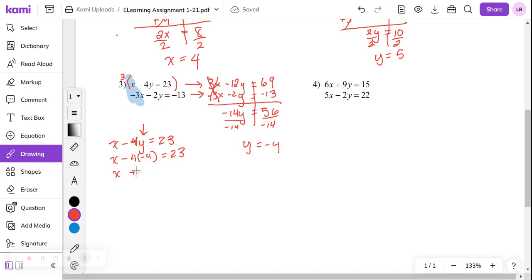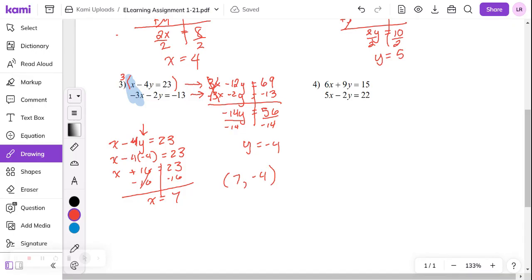Negative 4 times negative 4 is positive 16. And I'll subtract 16 on both sides. And I get x equals 7. So my answer for x is 7. And my answer for y is negative 4. Okay.